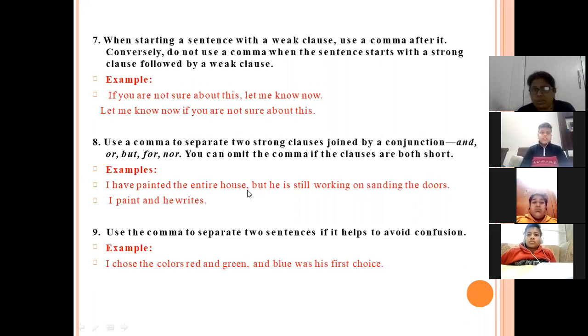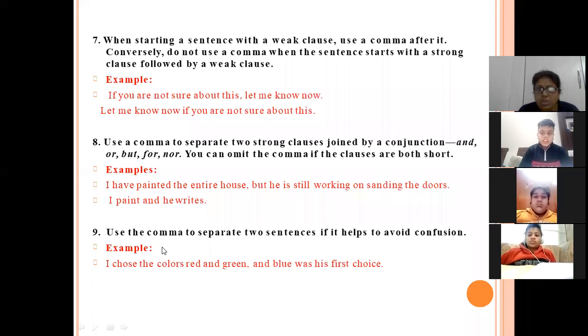And we have joined both with but, so what have we used? A comma also here. Yes, because we are using two strong clauses and they are joined by a conjunction. So before the conjunction, we are putting a comma. But if both the sentences are short, or if both the clauses are short, we can write and we can complete. We don't need any comma here.